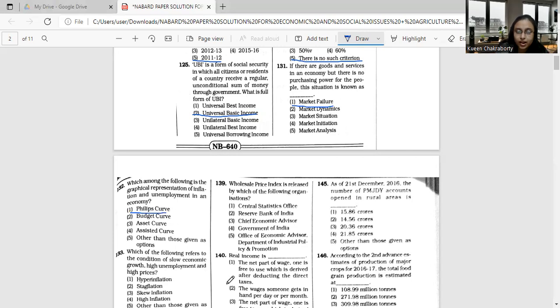Why is it Phillips curve? Let me give you the explanation. Basically, the Phillips curve is a single equation empirical model, named after Mr. William Phillips, and he describes a historical inverse relation between the rates of unemployment and the corresponding rates of inflation that result within an economy.